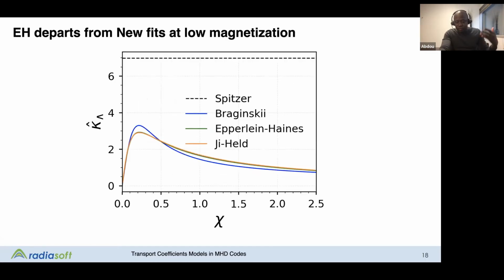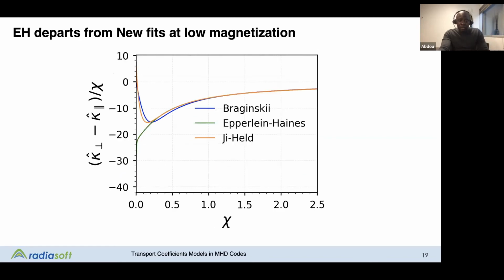Now, Spitzer for an anisotropic plasma should not be used, of course. I think everyone knows that. Now, for the cross one, G-held and Epperlein and Haines agree well. So for the perpendicular and the cross conductivity, the new models do agree quite well with the previous model of Epperlein and Haines, but not with Braginski or Spitzer.